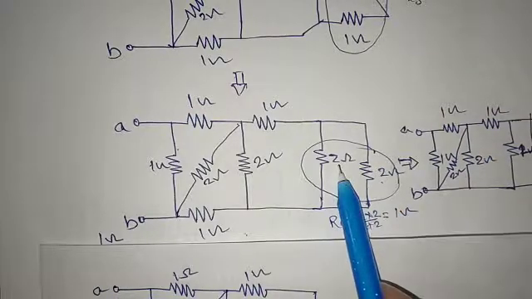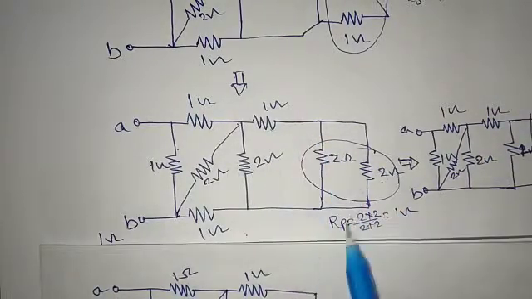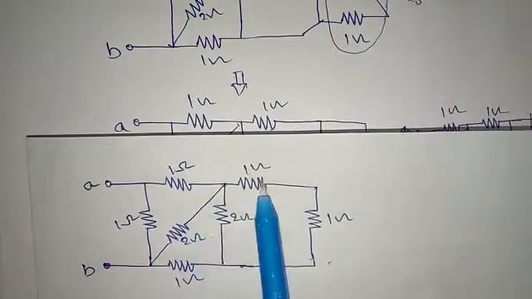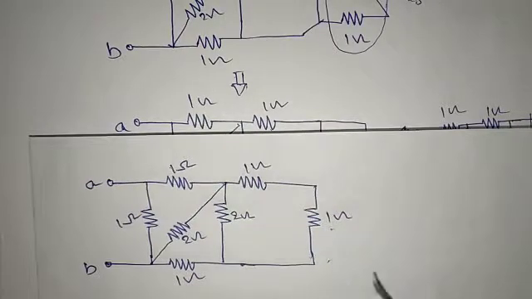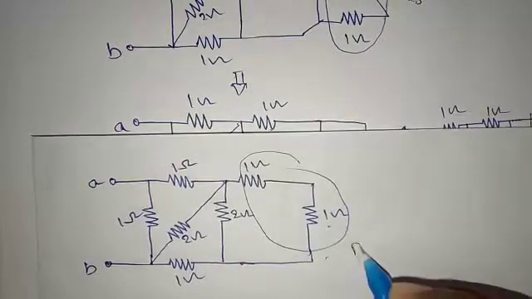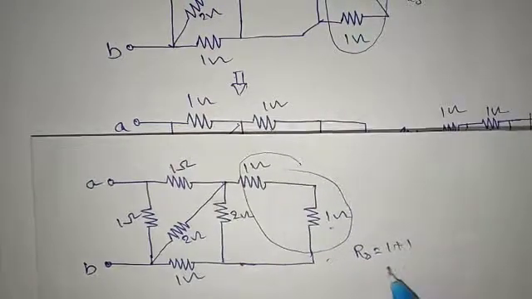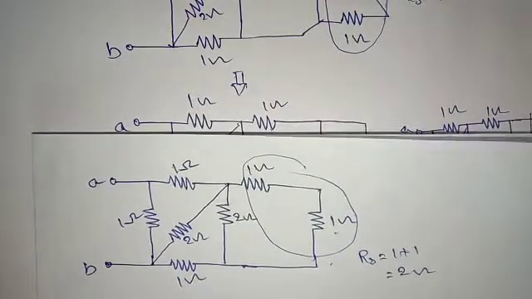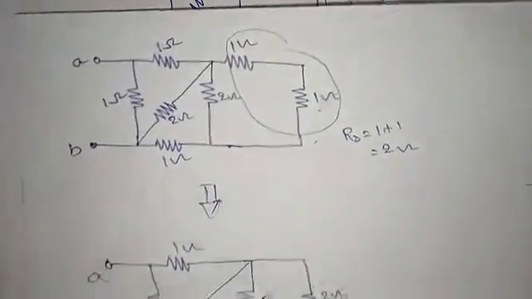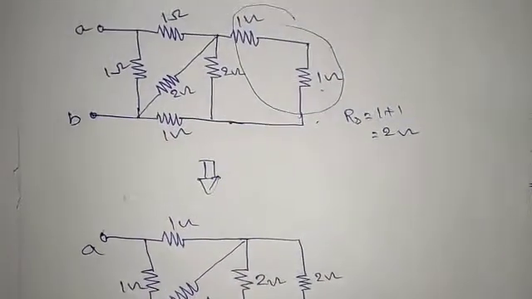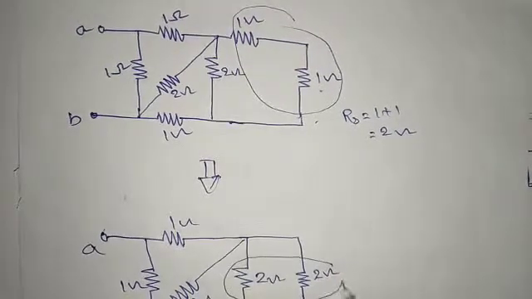Then the 1 ohm resistance and the other 1 ohm resistance will be in series to each other. You can see here that this 1 ohm and 1 ohm are in series to each other, yes or no? So Rs is equal to 1 plus 1 is equal to 2 ohms. Again after that we have to redraw the above circuit, and we will get like that. We have redrawn the circuit and got the value 2 ohms, and again 2 ohms and 2 ohms are in parallel to each other.